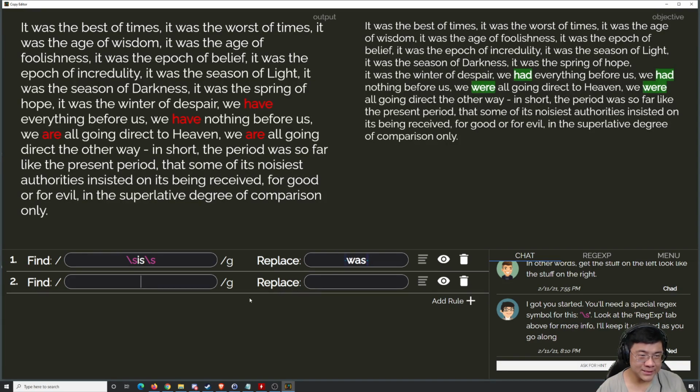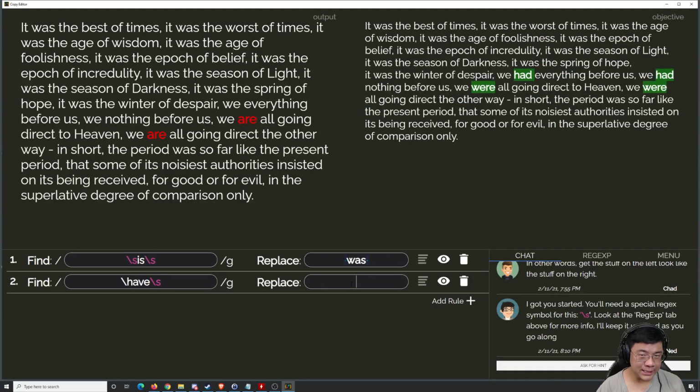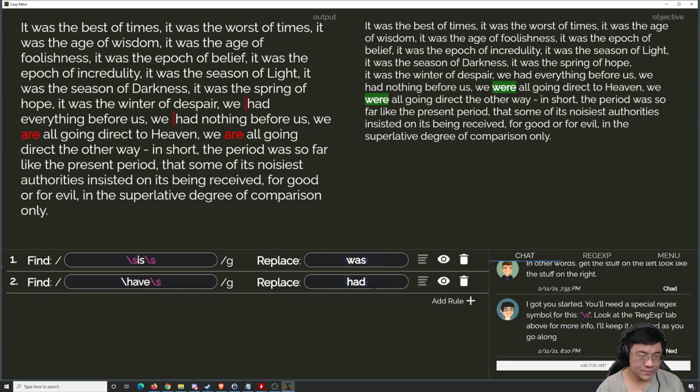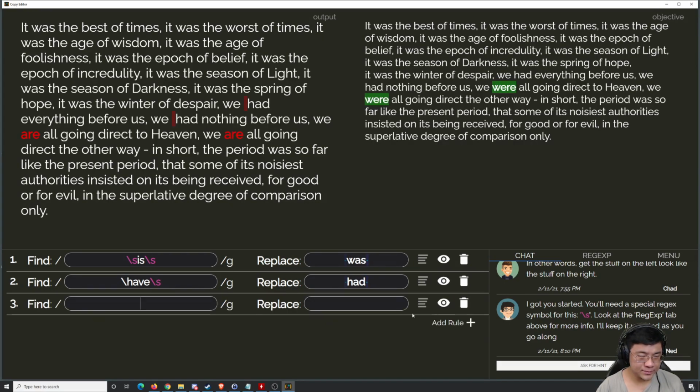So this would just be replacing. We're just doing find and replace right now. So it would just be "have" and then replace with "had", right? Yeah, but I need spaces. So now we are going and okay. Oh, I didn't put \s here. That's why. There we go.